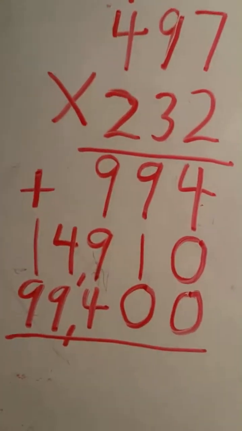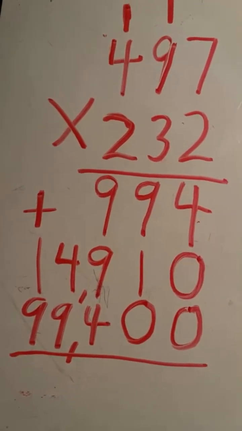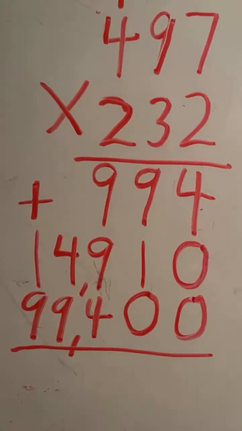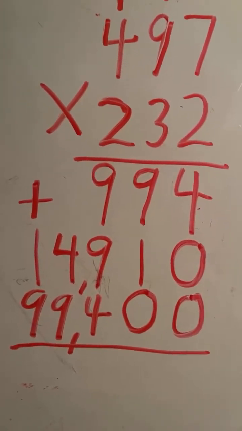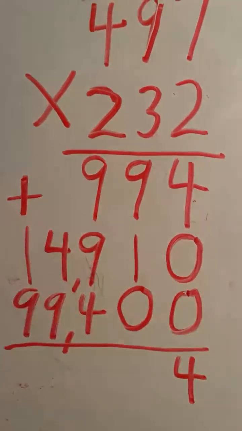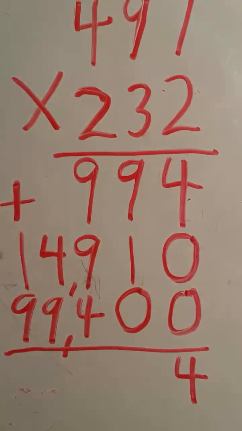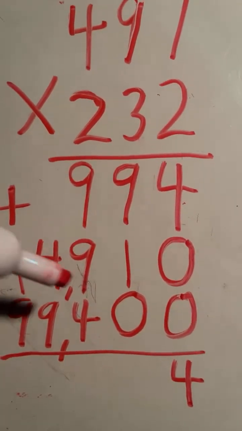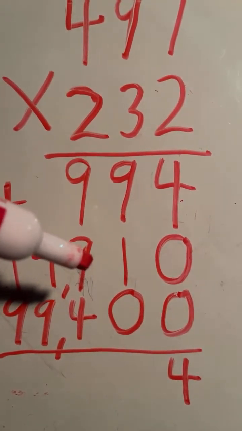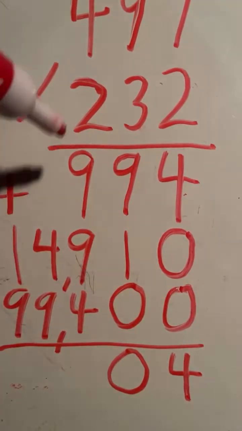Now the final step is we need to add these 3 numbers together. Four plus 0 equals 4. 9 plus 1 plus 0 equals 10. 0 carry the 1.